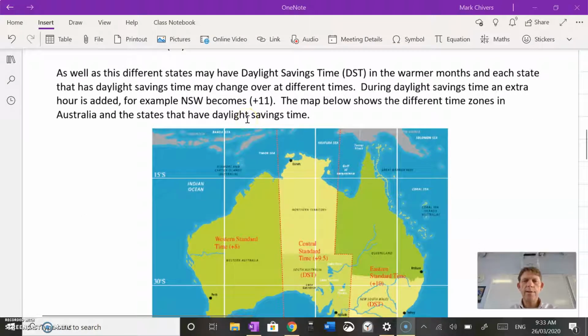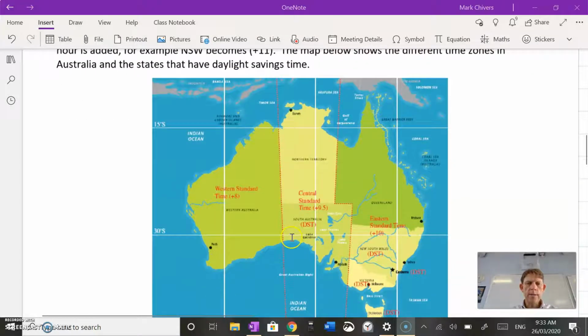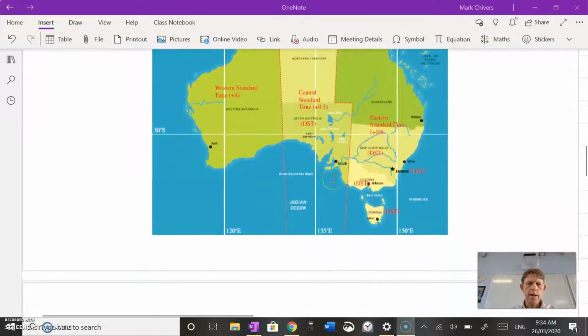As well as this, obviously we have daylight savings, and most of you would know from living here that, for instance, Queensland does not have daylight savings and we do, so there's time changes if we go shopping at Robina in the summer holidays. So the states that have daylight saving get an extra hour added, so New South Wales becomes plus 11 in front of UTC during those summer months. Important to note that daylight savings time happens in South Australia, Victoria, Tasmania and New South Wales, but the Northern Territory, Queensland and Western Australia don't have daylight savings time.